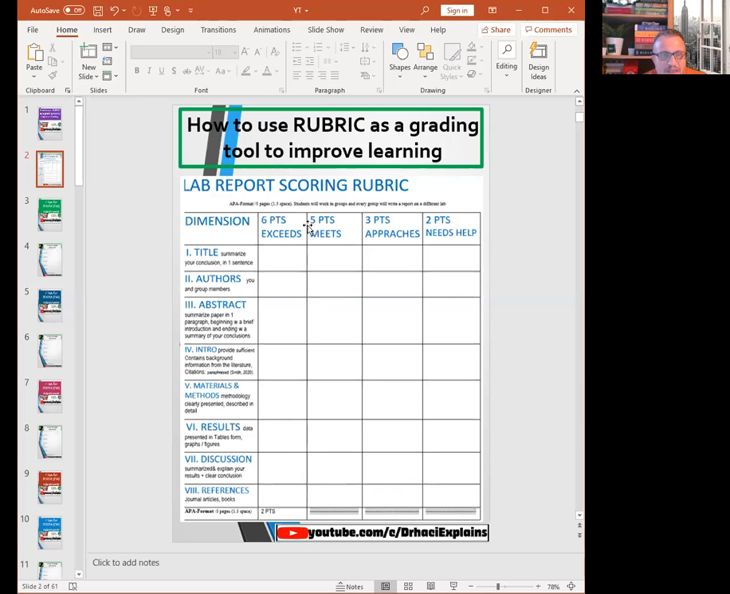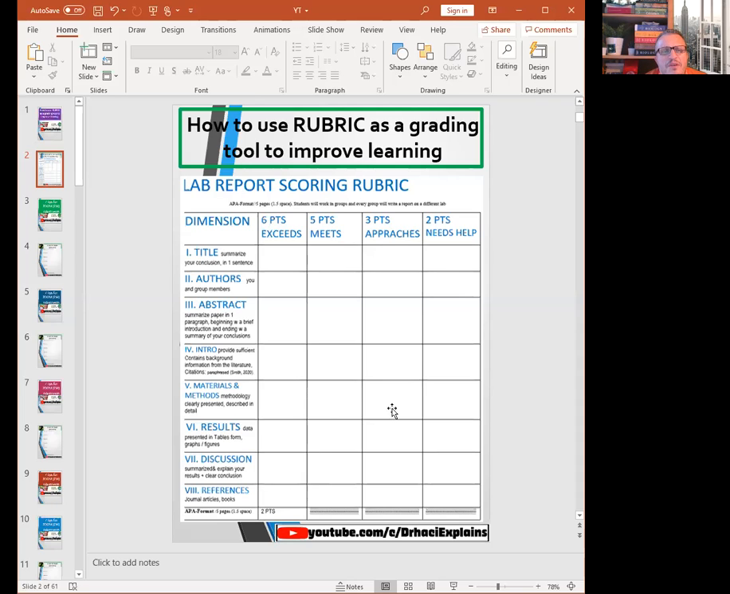There are performance descriptions: 6 points means it exceeds the expectations. 5 points meets the expectation. This is what is expected. 3 points approaches expectations. That means it needs some help. And 2 points, it definitely needs help. It needs some substantial improvement for each of these sections, except APA format, which is only 2 points for the whole lab report. So we start with title.